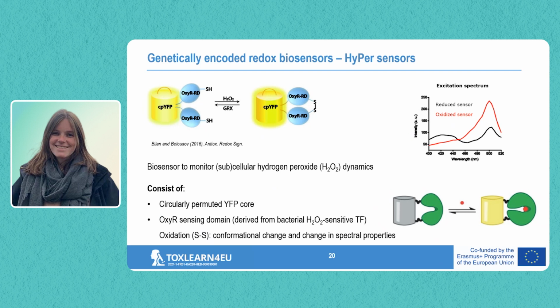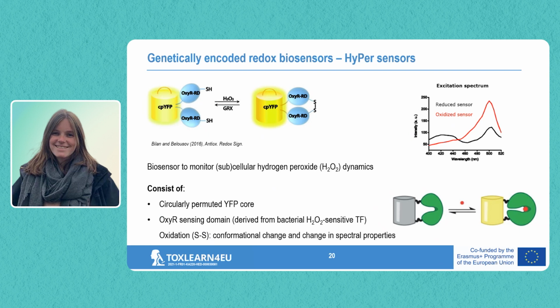So what will happen is when hydrogen peroxide is present, it will oxidize this domain over here. And as you see, the domain contains two thiol groups, so it's an SH group. And what's typical for these thiol groups is when they get oxidized, they will form a disulfide bridge. So you get this bond here between the two sulfur atoms. And what this does is it causes a conformational change. So the protein will change its conformation a little bit. And as a consequence, the excitation spectrum will change.